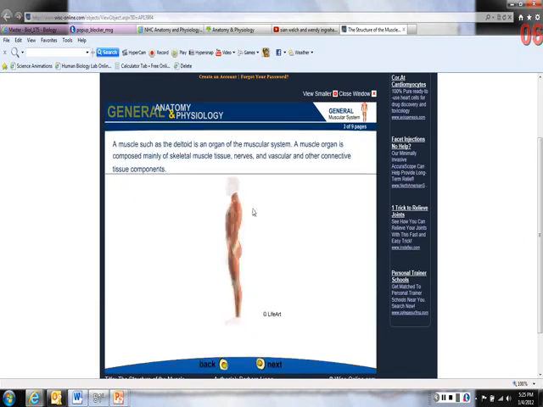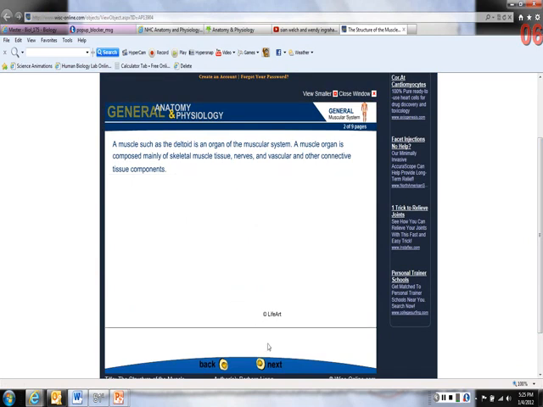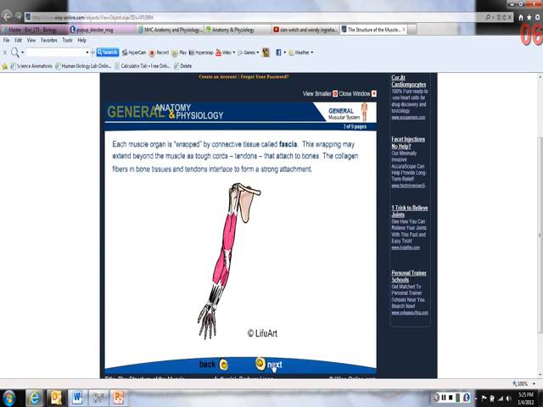A muscle such as the deltoid is an organ of the muscular system. A muscle organ is composed mainly of skeletal muscle tissue, nerves, vascular, and other connective tissue components. Each muscle organ is wrapped by connective tissue called fascia. This wrapping may extend beyond the muscles as tough cords or tendons that attach to bones.